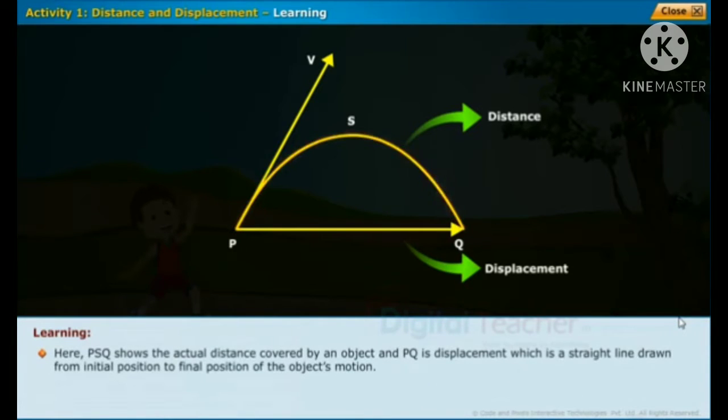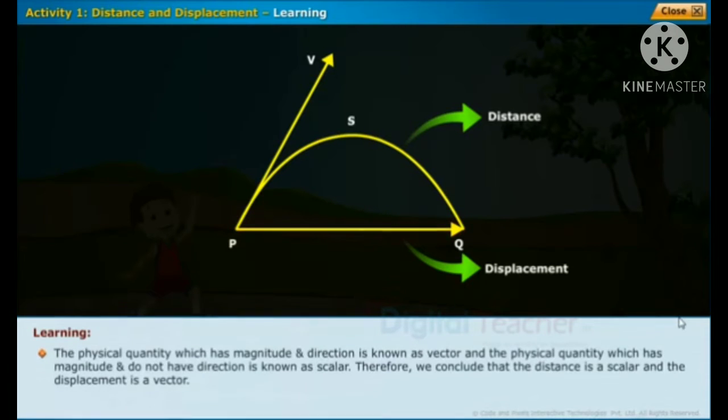Here, PSQ shows the actual distance covered by an object and PQ is displacement, which is a straight line drawn from initial position to final position of the object's motion. The physical quantity which has magnitude and direction is known as vector, and the physical quantity which has magnitude and does not have direction is known as scalar.